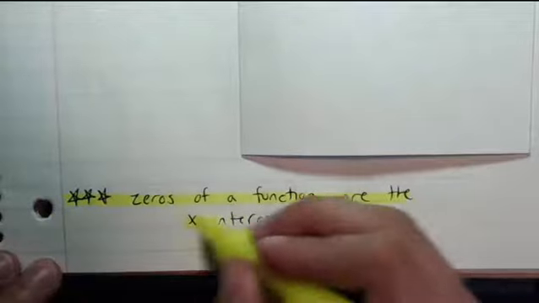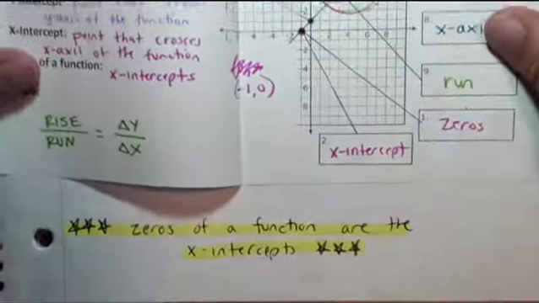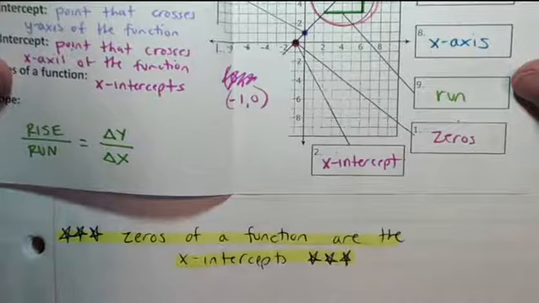That's probably the only thing that you don't know quite yet from what we just filled out. Everything else should be a review of x-axis, y-axis, y-intercept, rise over run, slope. The only thing that should be new are the x-intercepts, or the zeros, and those mean the same exact thing.